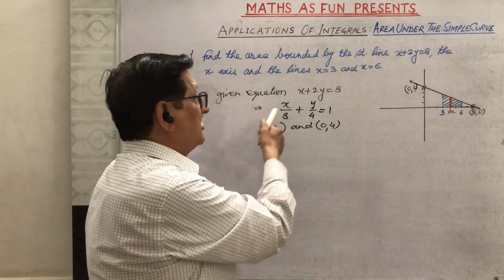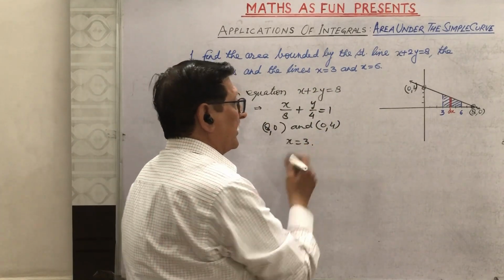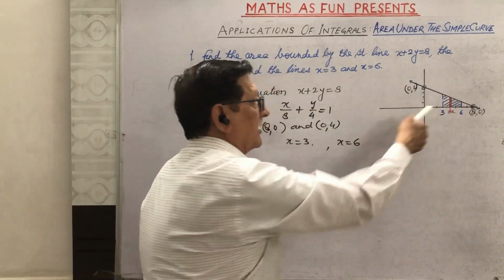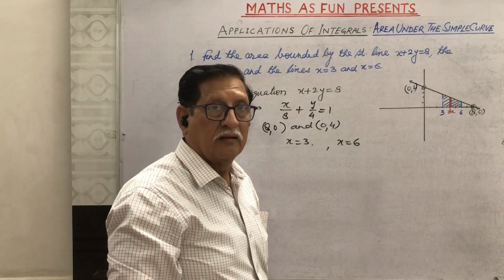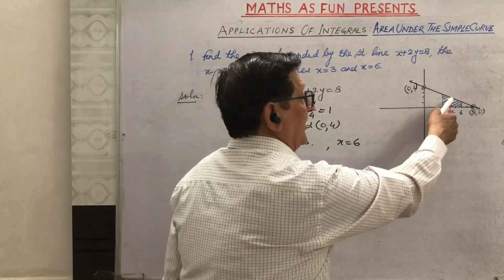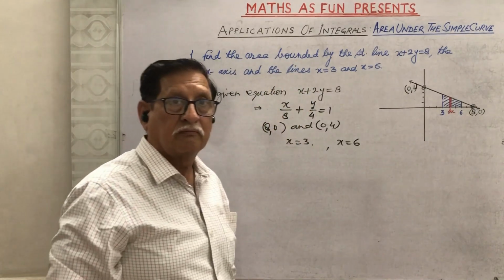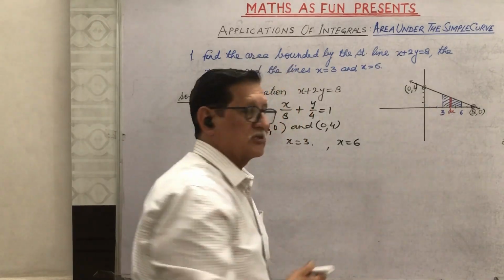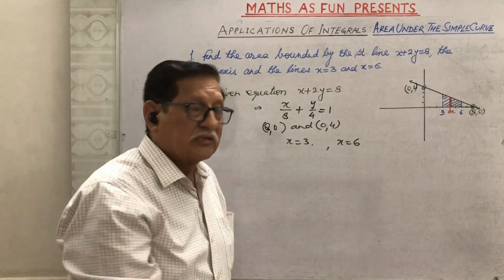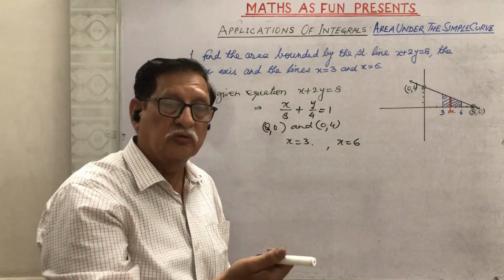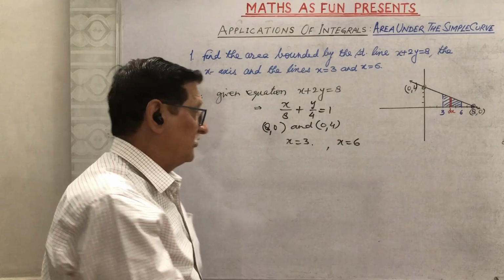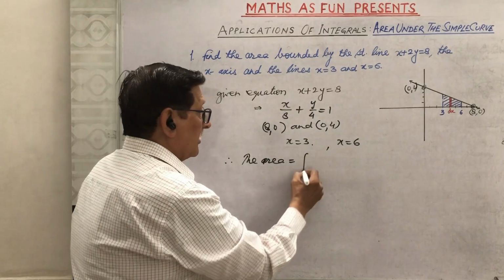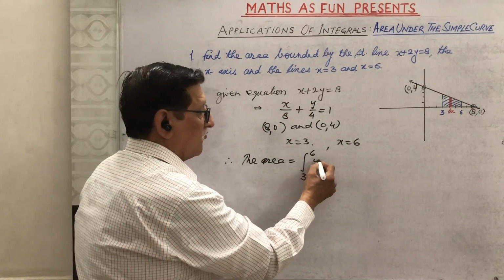Then we know x equal to 3 is the line parallel to y-axis. And also x equal to 6 is the line parallel to y-axis. It means we have to find out the area which is shaded here. To find out the area, we draw a strip, that is vertical strip of width dx here. And then we know that the area can be found from 3 to 6 by applying the integral. So we can find out, therefore, the area is equal to integral a to b, that is 3 to 6, y dx.